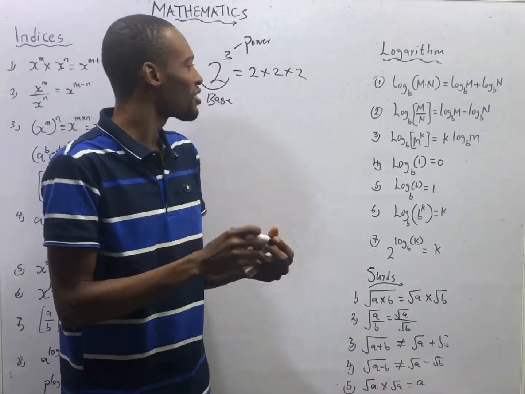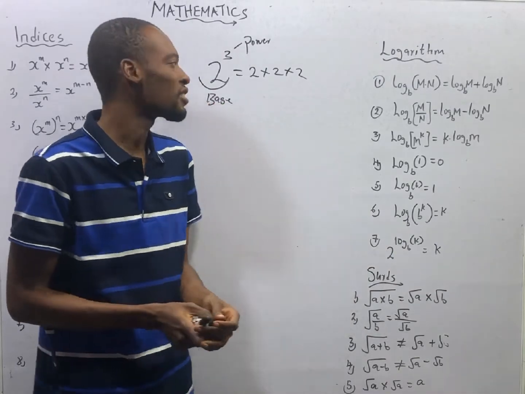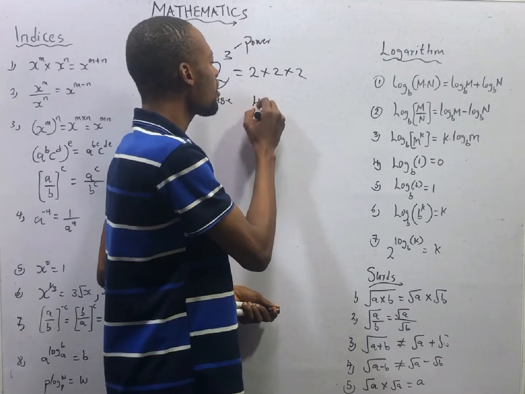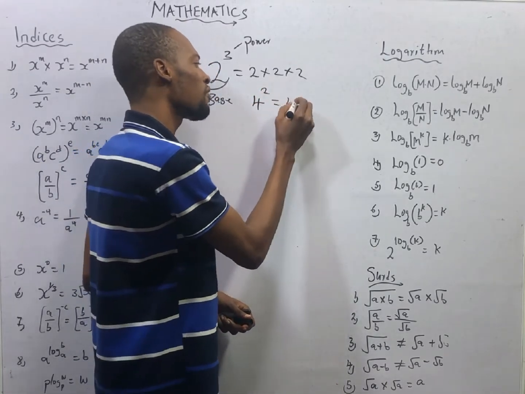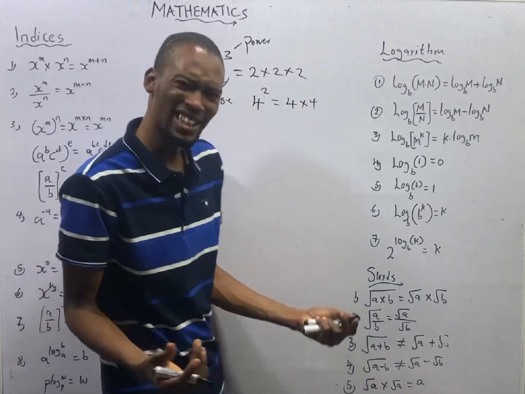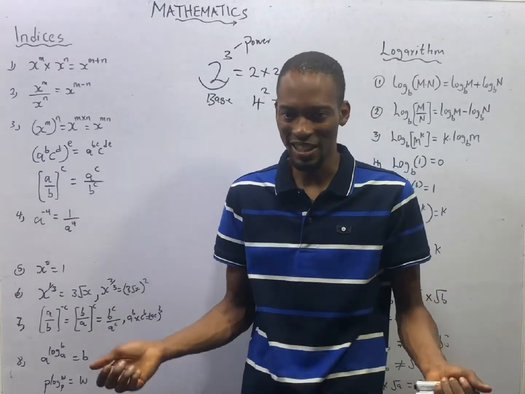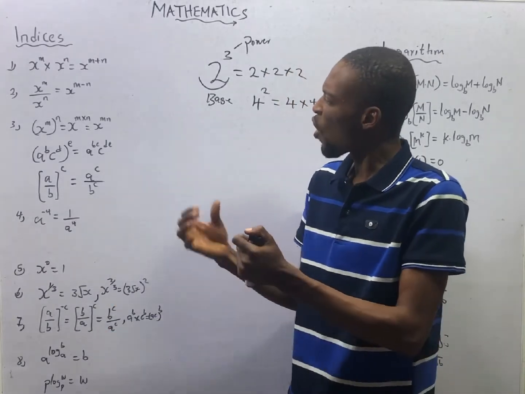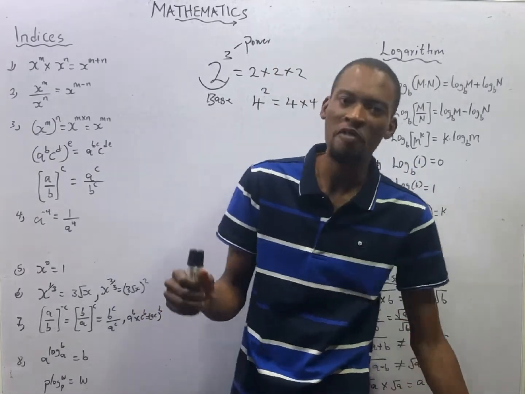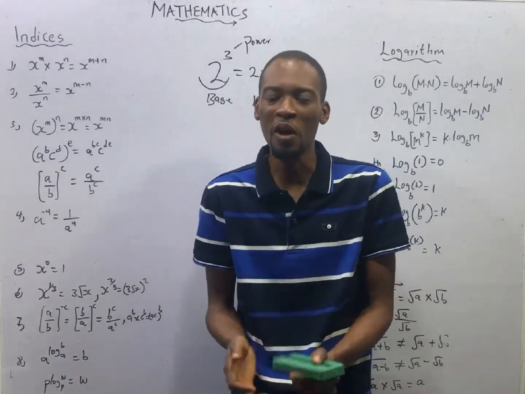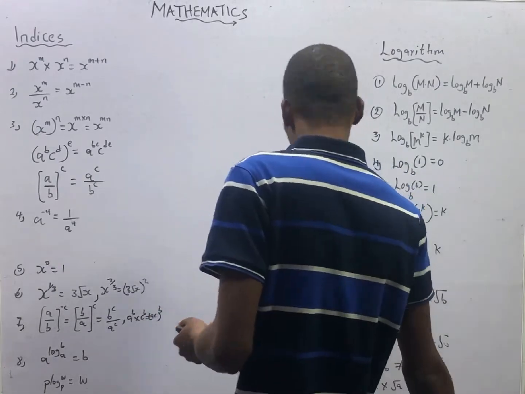If we say 2 raised to the power of 4, it means multiply 2 four times. If I say 4 raised to the power of 2, this is the base and this is the power. This means 4 times 4. We can say that indices refer to how many times a number multiplies itself. To solve questions under indices, you need to know the laws or rules of indices. What are the rules to follow when dealing with indices? That is what we shall cover in this episode.